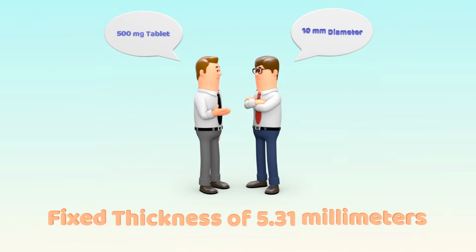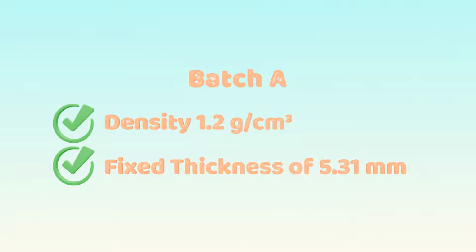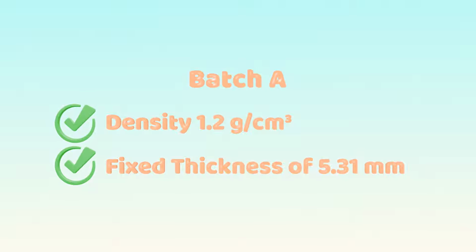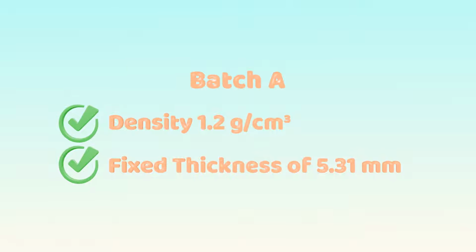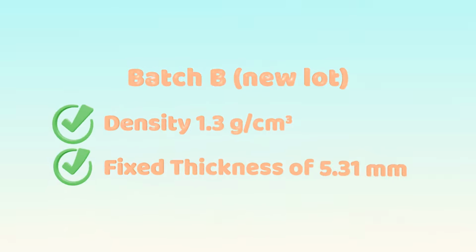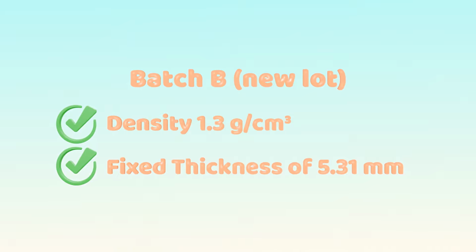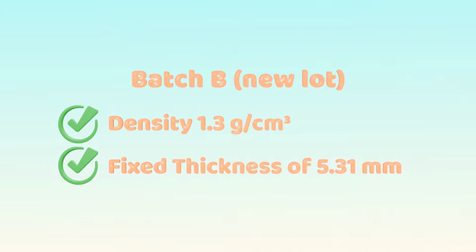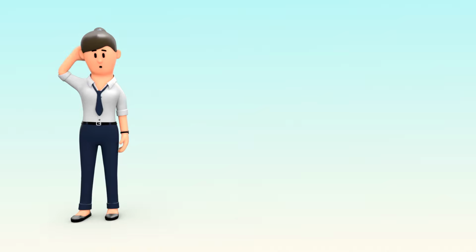Imagine a target weight of 500 milligrams on a 10 millimeter punch and a fixed thickness of 5.31 millimeters. Batch A, with a compressed density of 1.2 grams per centimeter cubed, results in the specific target weight and hardness desired. Batch B, made from a new lot with a higher compressed density of 1.3 grams per centimeter cubed, maintains the same 5.31 millimeter thickness, but exhibits increased weight and hardness due to the density difference.